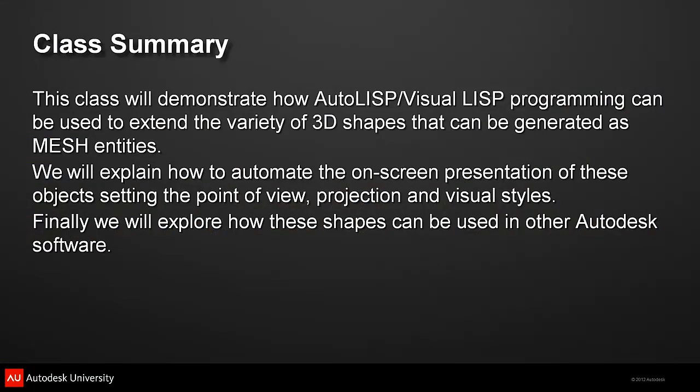AutoLISP and its new flavor, Visual Lisp, have been for a long time the expert AutoCAD users' way of extending the program to satisfy their needs. Meshes come in as boxes, cones, spheres, etc. Of course, we can manually push and pull their vertices to finally arrive to the shape we want.